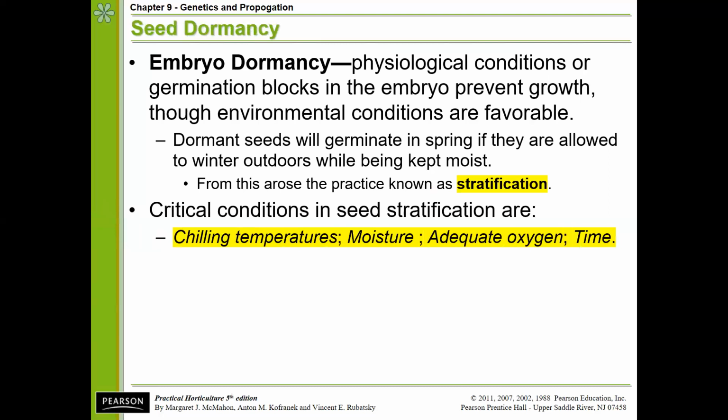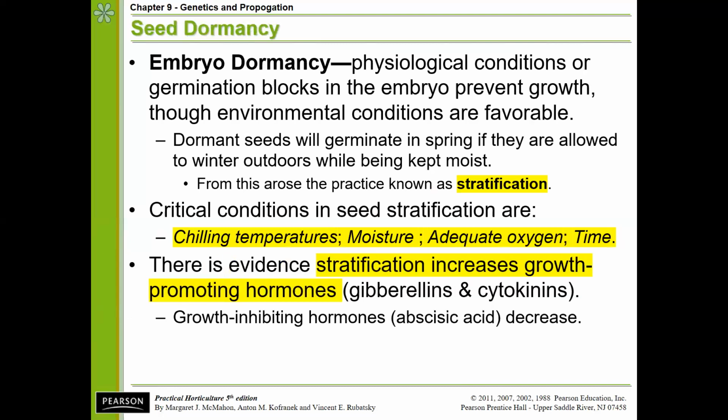We have to have chilling temperatures. There has to be moisture to maintain the integrity of the embryo. Also adequate oxygen, and of course time. So those are usually the factors that go into stratification and different periods for different types of plants. And they found recently that stratification actually will increase growth promoting hormones and reduce growth inhibiting hormones. So it'll promote things like the gibberellins and cytokinins and remove or inhibit abscisic acid to allow them to germinate.